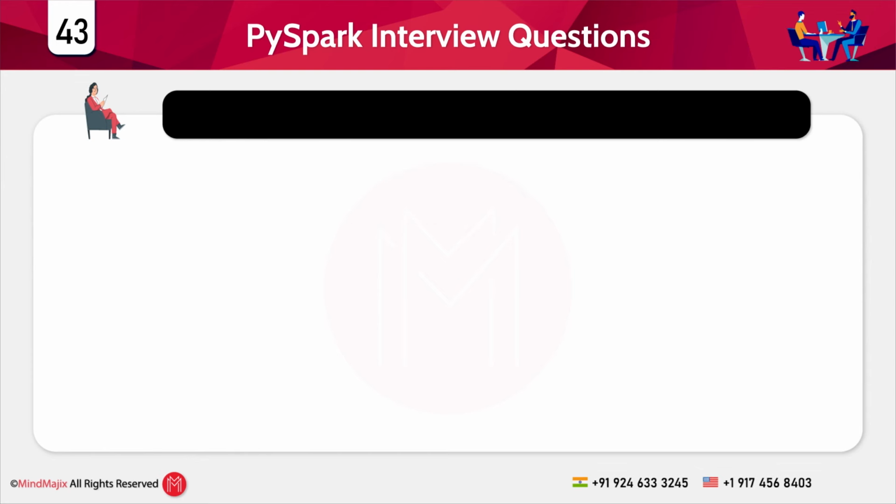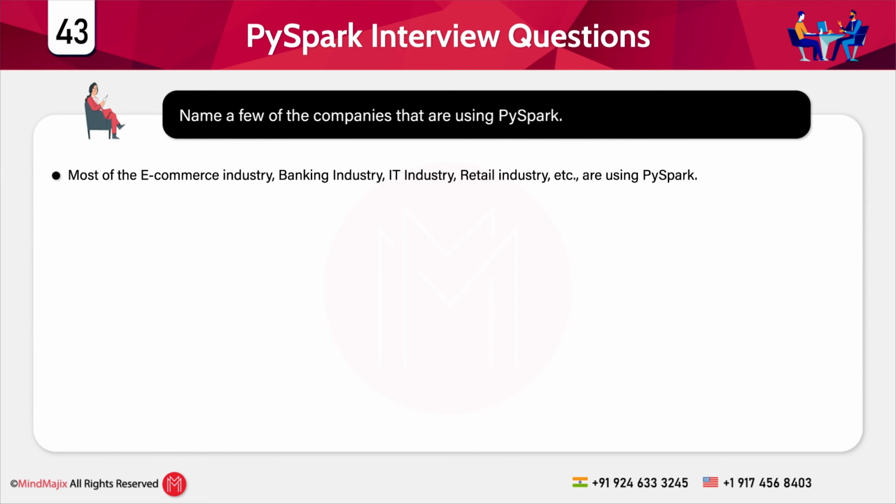workflows. The next question is, name a few of the companies that are using PySpark. There are many companies from different domains such as e-commerce, banking, IT, and retail that are using PySpark. A few of them are Trivago, which is into travel, Amazon, which is an e-commerce website, then Walmart, which is quite similar to Amazon, then Runtastic, Sanofi, and so on.